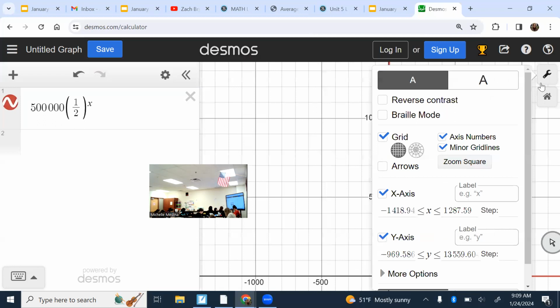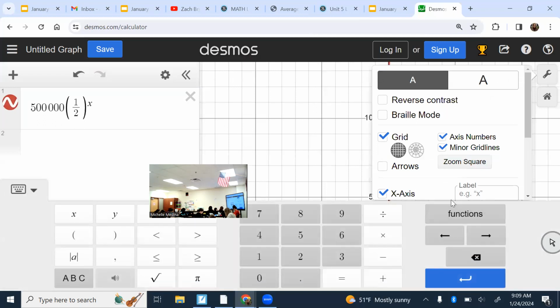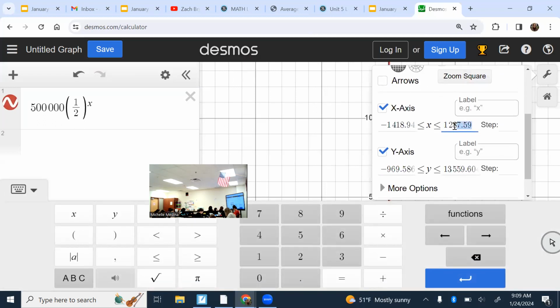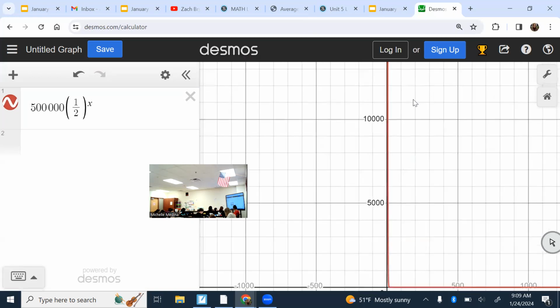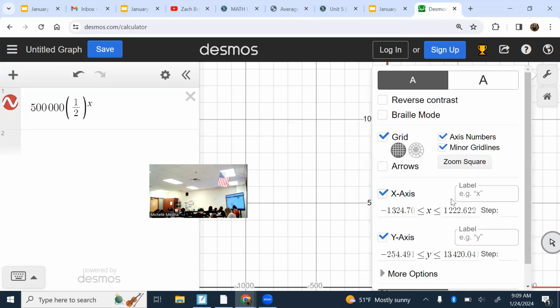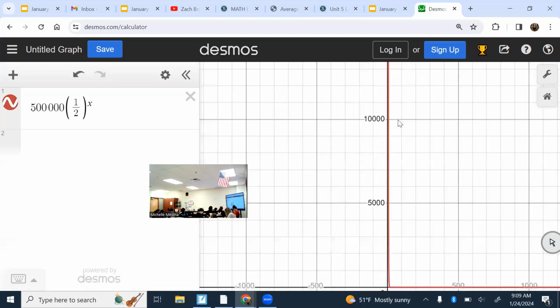Okay, maybe I'll adjust the X's. I don't really know what to adjust it to because I don't know what my answer is going to be. But do you see 10,000 on the Y? You see how I can click and drag up to the 10,000? We want to know when it falls below 10,000. So I'm going to try to get as close to 10,000 as possible. I think I'll adjust this to something in a second.